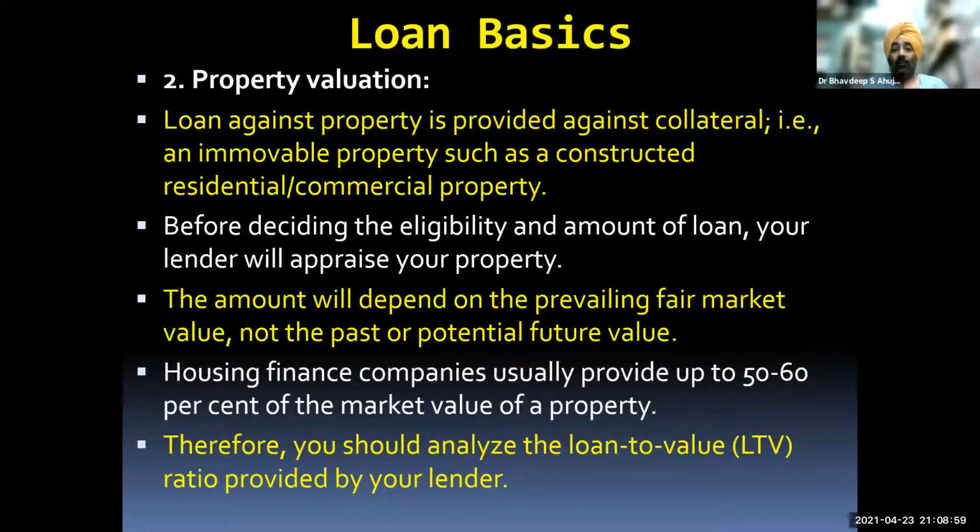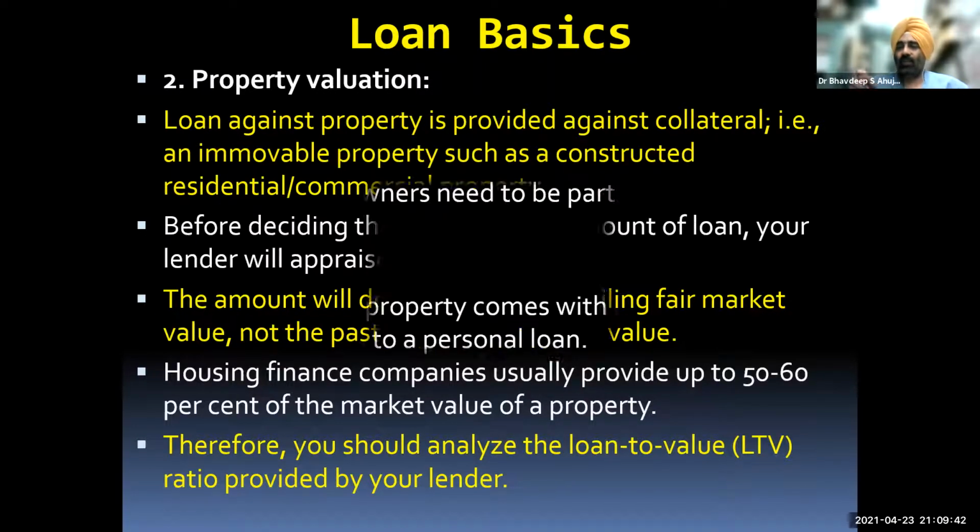Then the property valuation part. Because it is against a collateral, your property, there needs to be a proper valuation by the bank. They will actually check for that, which is the reason they take 15 to 45 days for this purpose. They'll evaluate it on a fair market basis, not the past value, not the future potential value, but the current value. Usually 50 to 60% of the market value is the range they will give you as a loan. If your property's market value is 1 crore, they will give you a loan of maximum 50 to 60 lakhs. So the loan to value ratio has to be checked very clearly.